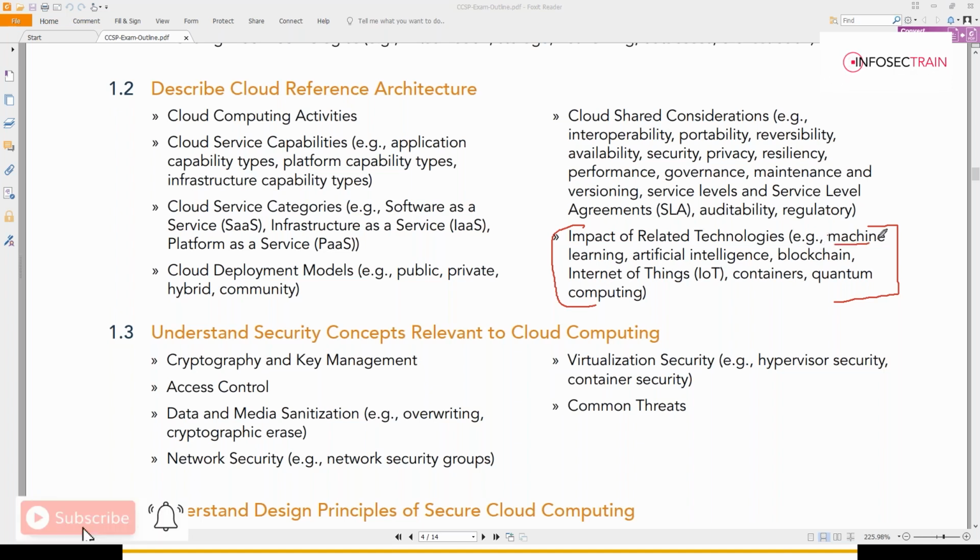For example, we have machine learning, AI, blockchain, and IoT. We have a lot of technologies we have to understand. This is something newly introduced in cloud in this particular curriculum. From August 2019 onwards, we have these topics in the exam. So what is the role of all these things in the cloud platform? That is what we have to understand here.